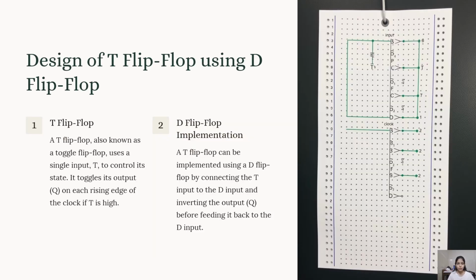Design of T flip-flop using D flip-flop. A T flip-flop, also known as a toggle flip-flop, uses a single input T to control its state. It toggles its output on each rising edge of the clock if T is high. A T flip-flop can be implemented using a D flip-flop by connecting the T input to the D input and inverting the output Q before feeding it back to the D input.